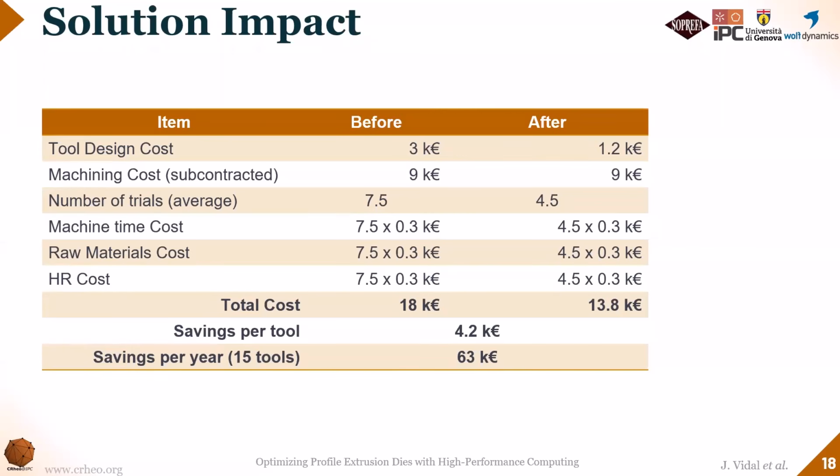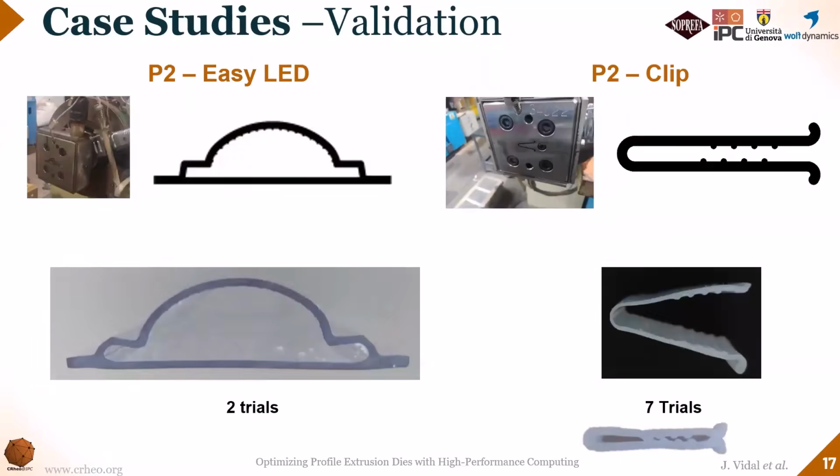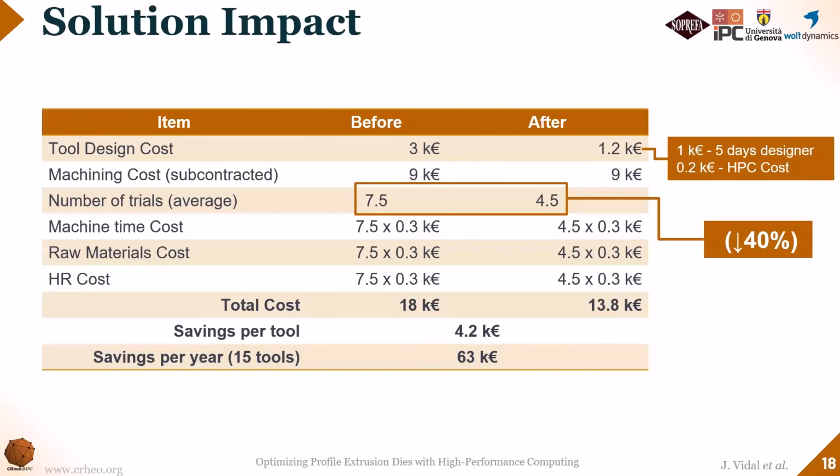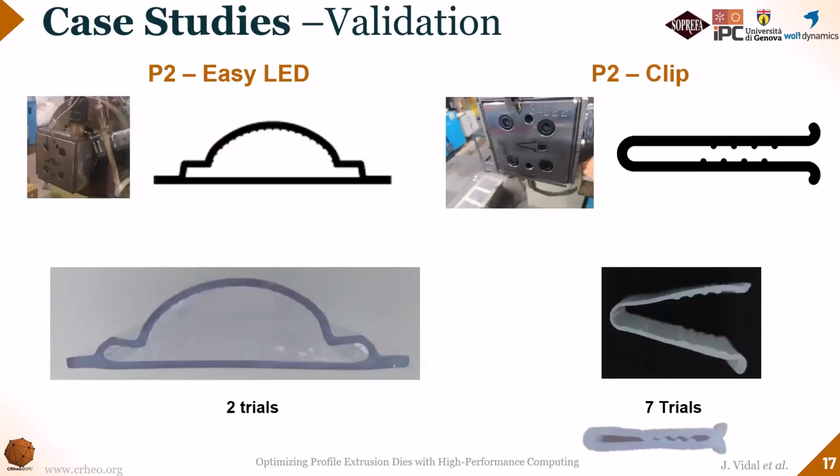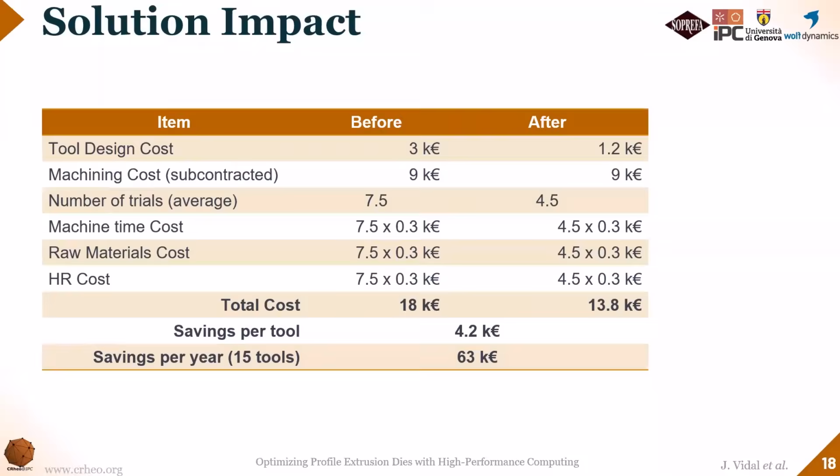But even though, based on this, the possible conclusion is that, okay, before, the average number of trials in the company was, say, 7.5, between 5 and 10. And assuming that this one was a real trial, the 7 trials, we believe we can do much better. This is something that should not happen in a symmetric geometry. But let's assume we have 4.5 trials on average. These are the costs before and after.